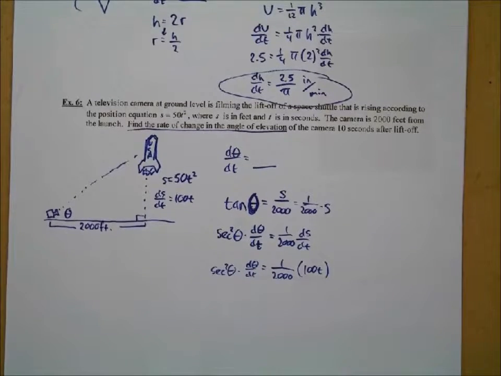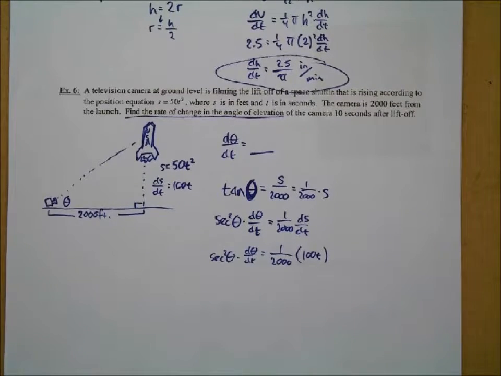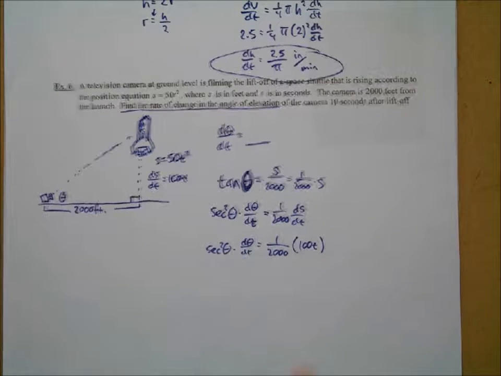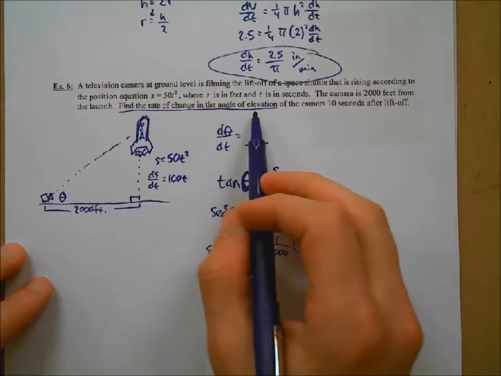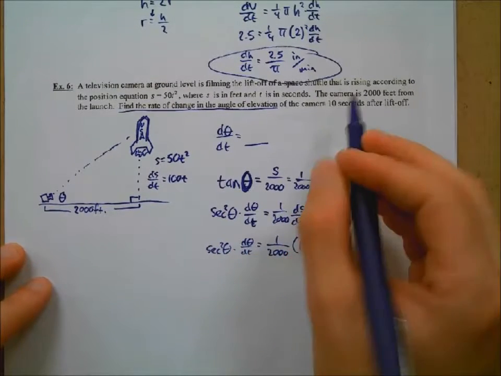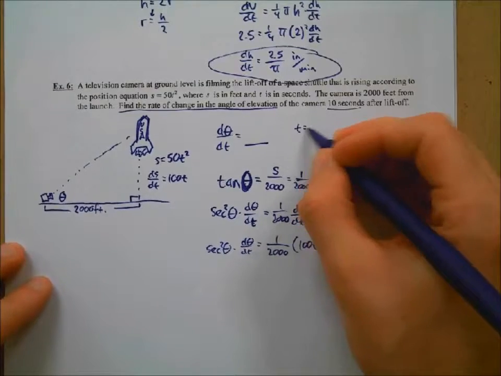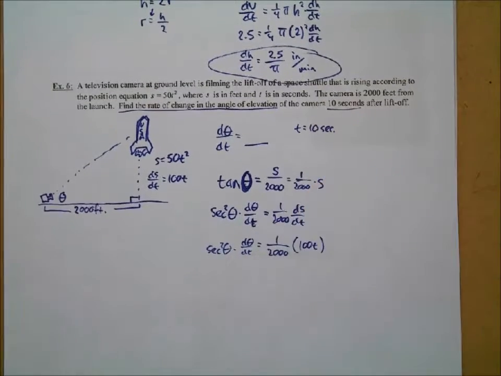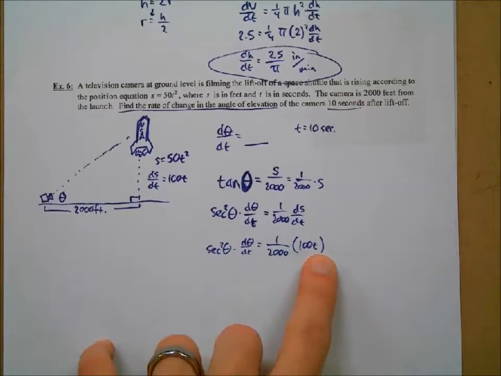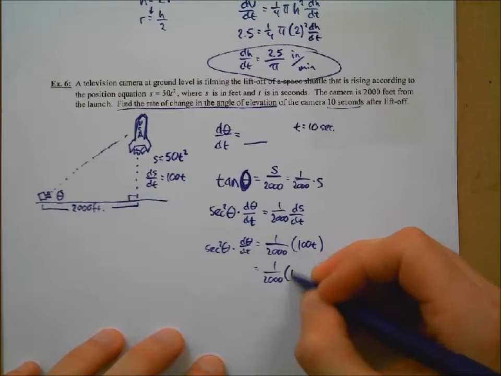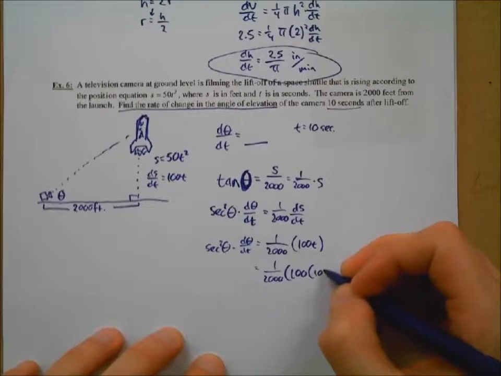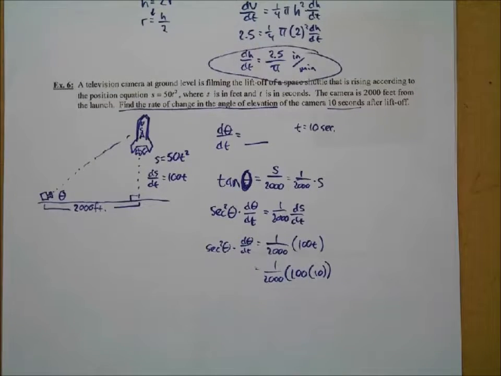That's helpful. But what else do we know? What do we know about t? t is what? 10 seconds. Find the rate of change in the angle of elevation of the camera, 10 seconds. There's our t. So t equals 10 seconds. Okay, that's our time. So we'll plug in 10 there for the t. And so we get 1/2000 times 100 times 10. Okay, which is 1,000. And so that's simplified to 1/2 here.